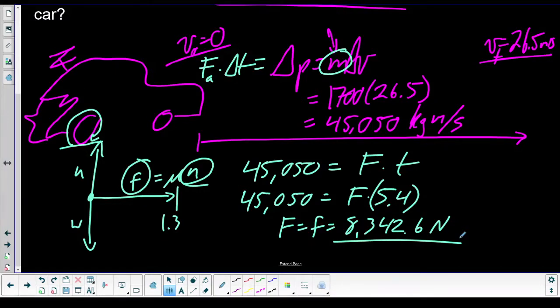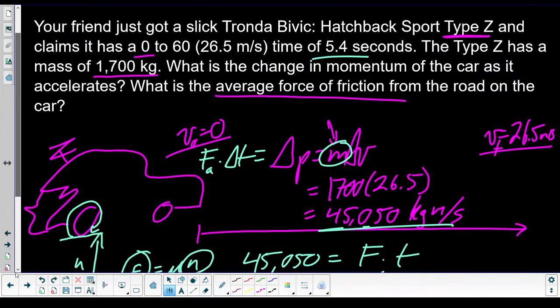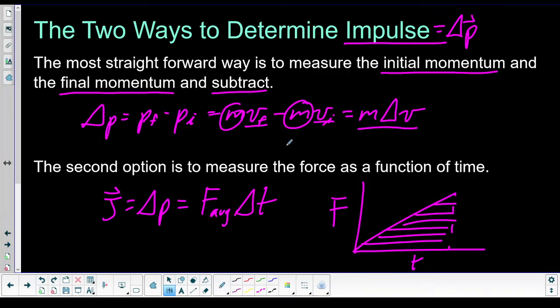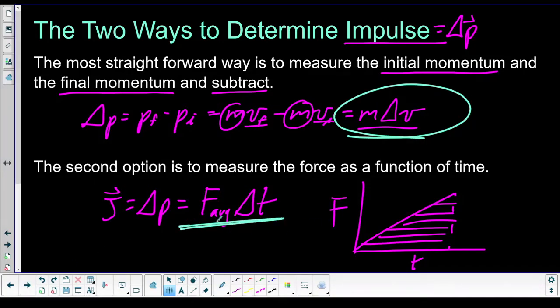That'd be an interesting problem. But anyway, so we did our job here. We can move on. We found the impulse, and we figured out how much force the tires are going to feel from the road. All right. So this is an example of just doing it the brute force way by looking at change in velocity and knowing the mass. Now we're going to look at an example of force times time.